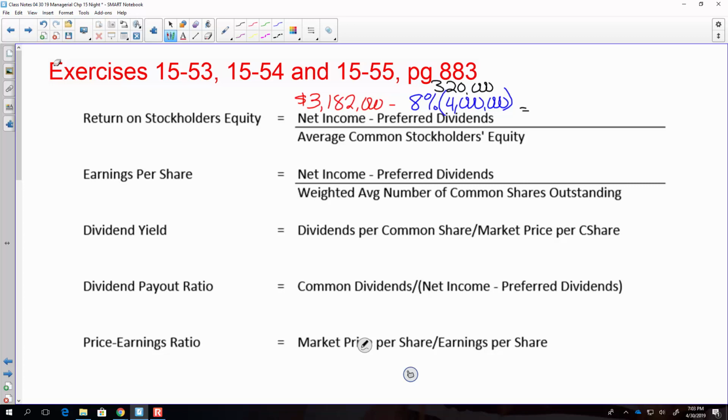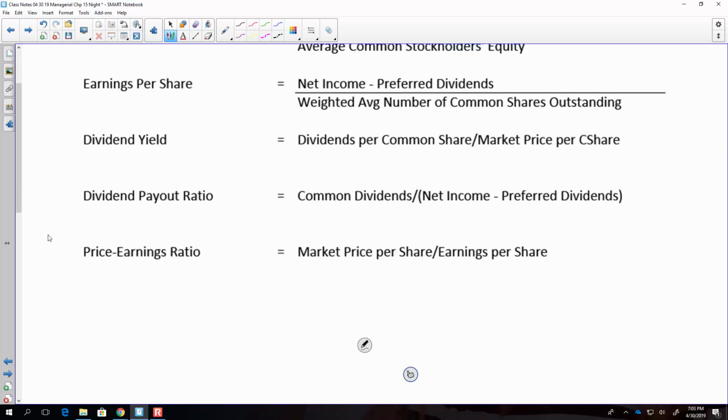$2.862 million. That's my net income left after I pay my preferred stockholders. Average common stockholders' equity. So that I'm not gonna do here because it's too messy.